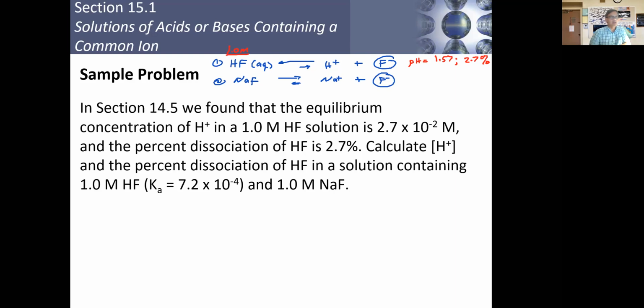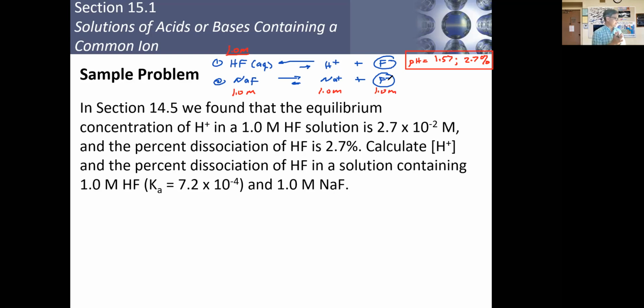So what we're going to do is compare what happens to the pH and the percent dissociation when we add to this 1 molar solution a 1 molar solution of sodium fluoride. Let's see what happens. If we add in a 1 molar solution of sodium fluoride, make sure you understand that we will have 1 molar sodium and 1 molar fluoride ions floating around.